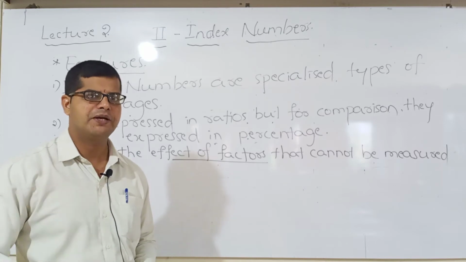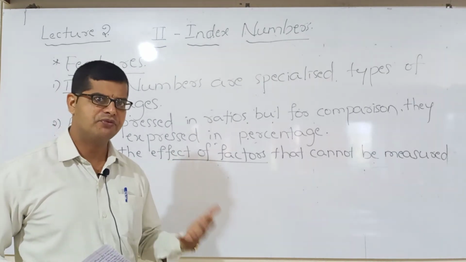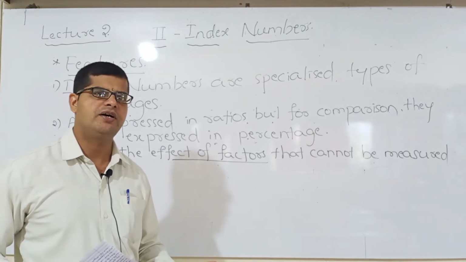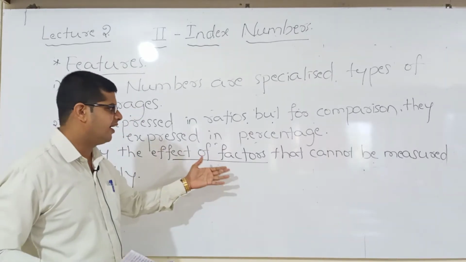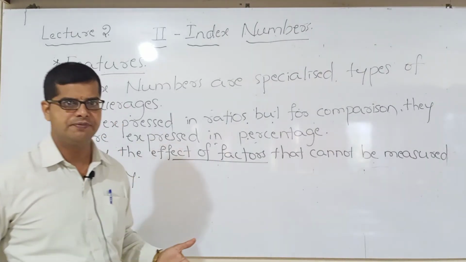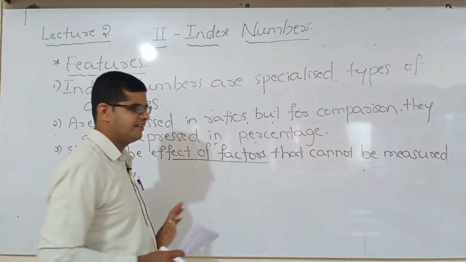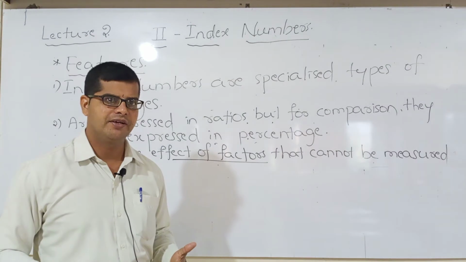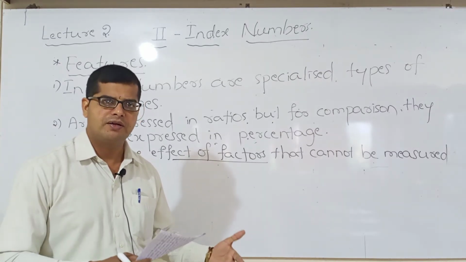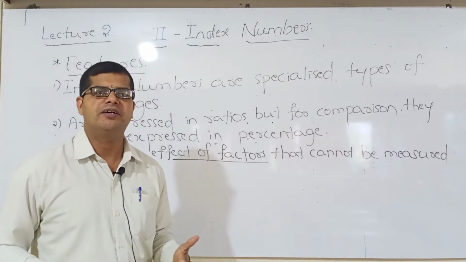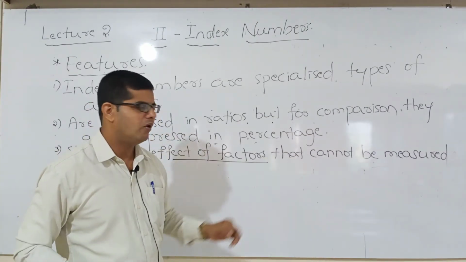So the reasons, as I told you, are economic policies, economic factors, political factors, socio-economic factors, technological factors, professional factors, okay? So different environments, different economic environments affect the price of gold, okay? Now, index numbers study the effect of factors that cannot be measured directly. You cannot measure all these factors directly, like economic factors, socio-economic factors, technological factors, or political factors. All these you cannot think of measuring directly. But index numbers definitely help to measure all those factors.